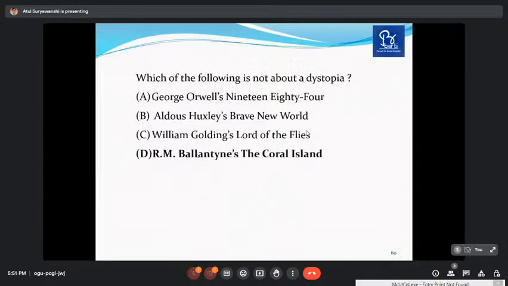Which of the following is not about a dystopia? George Orwell's 1984 is dystopian writing. Aldous Huxley's Brave New World, again, is dystopia. William Golding's Lord of the Flies, which appeared in 1954, again is dystopian writing. But R.M. Ballantyne's The Coral Island is not associated with dystopia.